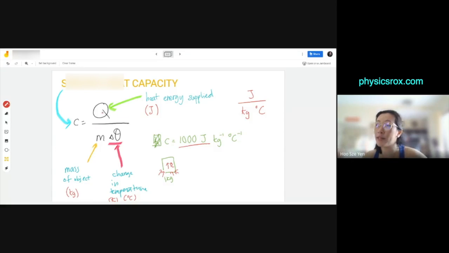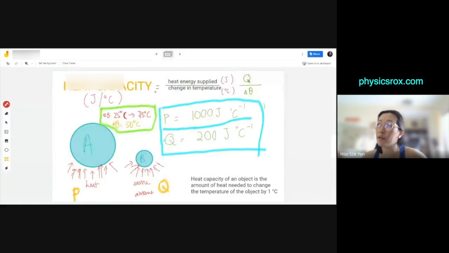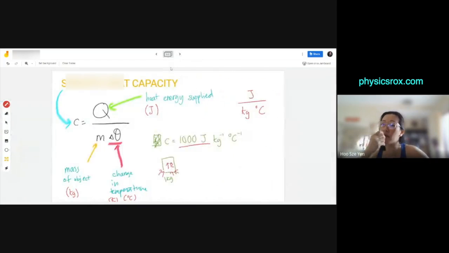This is different from just now. What you saw just now was heat capacity. They don't talk about kilograms, it's just how much heat to change by 1 degree Celsius. Suddenly here, how come there is a kilogram? Because it's for the material. Specific heat capacity refers to how much is special for the material. For every 1 kilogram of the material, to change by 1 degree Celsius, we need 1000 joules of energy. So specific heat capacity is very unique to the material.